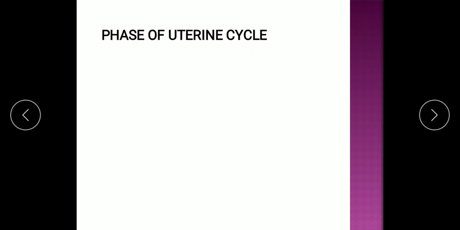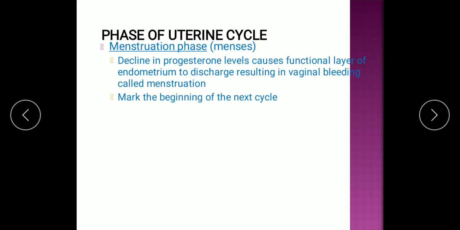So, phases of the uterine cycle. Third phase, menstrual phase or menses. The progesterone level declines. The reduced progesterone level causes the functional layer of the endometrium to discharge, resulting in vaginal bleeding, called menstruation.